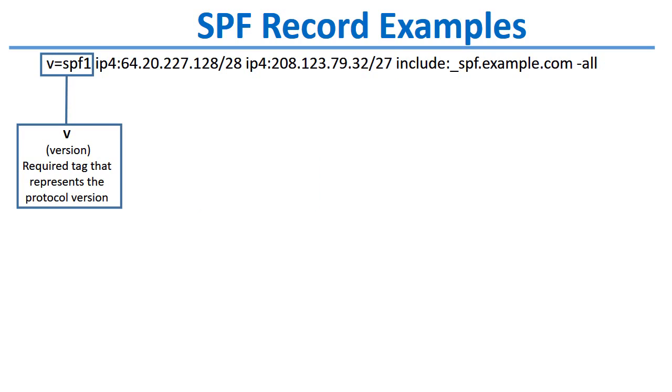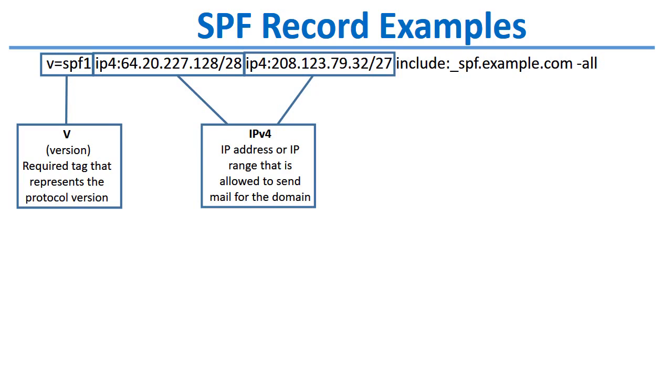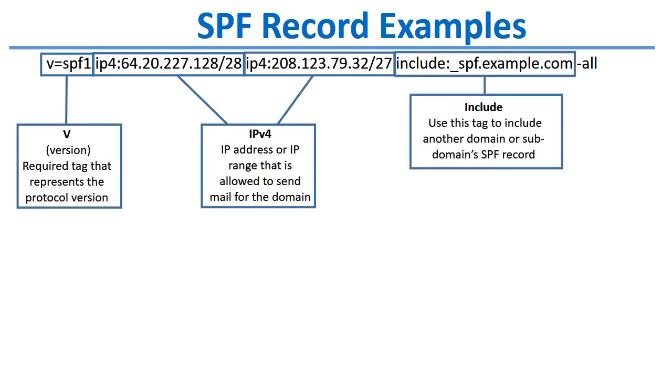So for example, this SPF record has 2 IP addresses that are authorized to send mail for the domain. Actually, 2 ranges of IP addresses. Notice the slash at the end of the IP address so that you can specify the actual range of IP addresses. An SPF record might also contain an include tag, which will include all domain servers that are specified in another domain or subdomain's SPF record. So if I wanted to include all mail servers that were specified for spf.example.com as authorized senders for my domain, then I would use this include tag here.